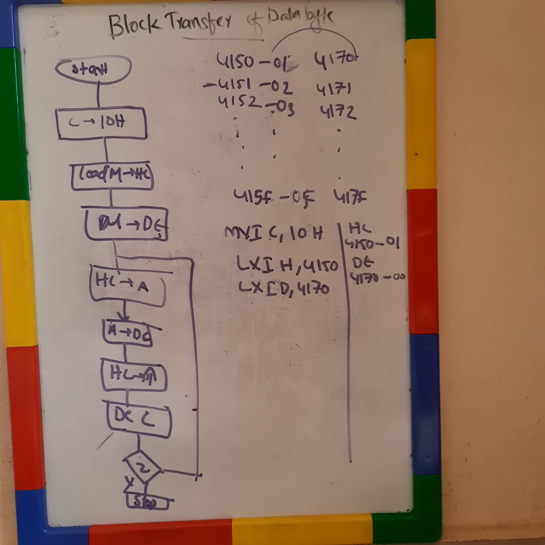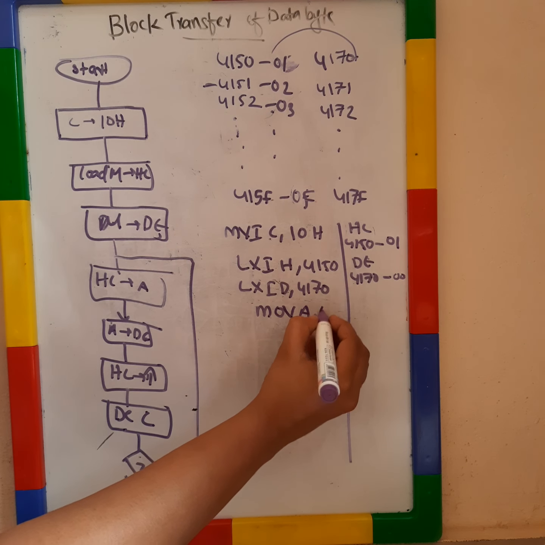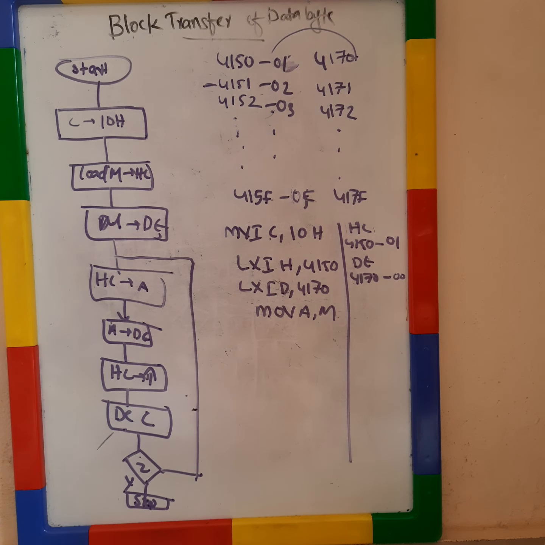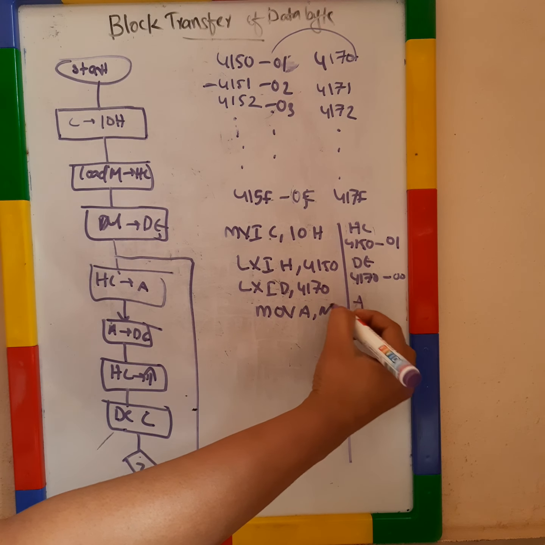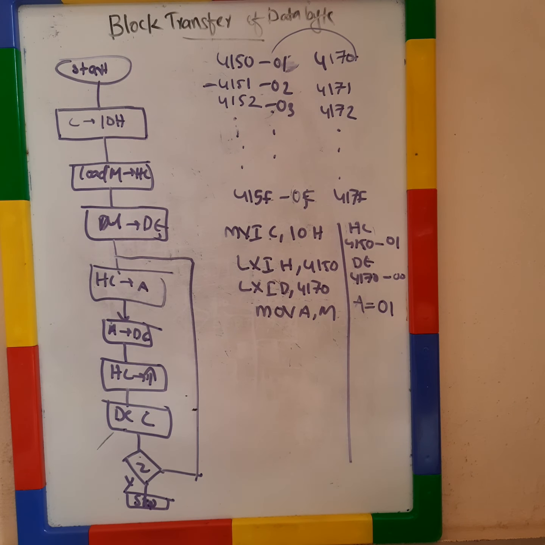After that what we will do: MOV A, M. That means whatever the data inside the HL pair, whenever M comes, that will move into the accumulator, so after this instruction the content of A will be 01. Now we have to store this data into 4170, and the 4170 address is held in the D register.